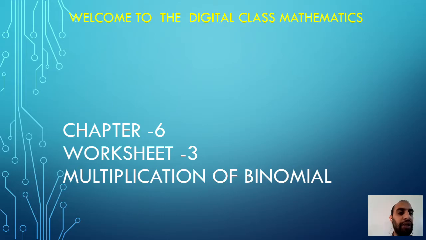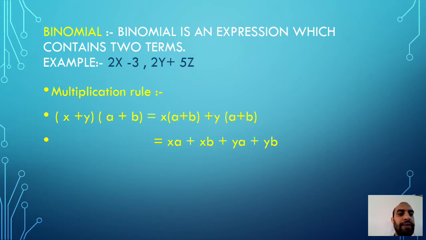So this is very important. You must know first about binomials. So let's come to the point, that is, what do you mean by binomial first? So binomial is an expression which contains two terms. For example, you can take example 2x minus 3.